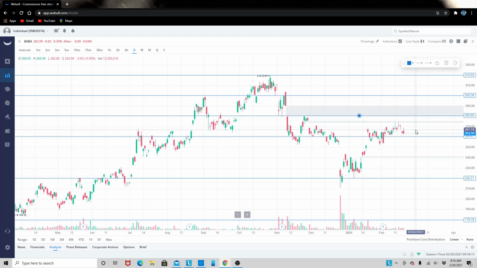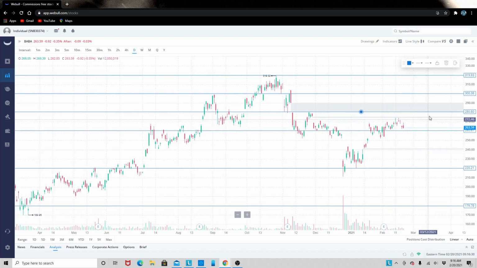It's getting close to our support at 260. It's trading at 263.59 right now. So I'm going to be looking for it to hit that 260 or get close to it, and then bounce off that support and make a run back up to the 280 resistance. That's going to be my next move on this stock if I'm looking to trade it.